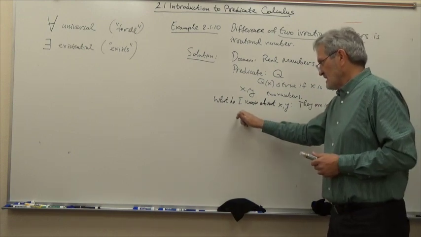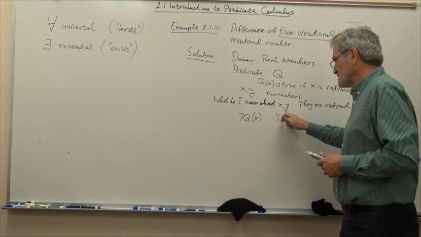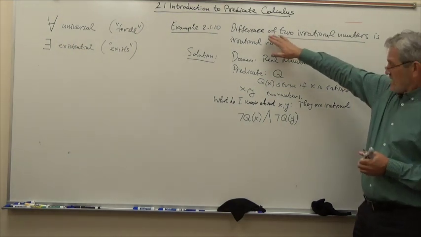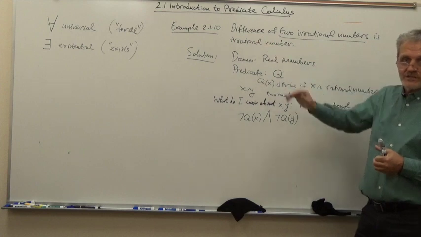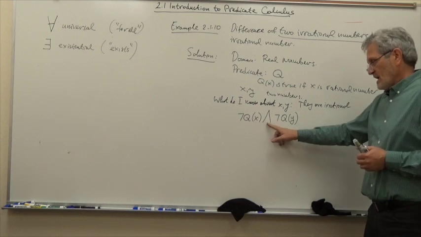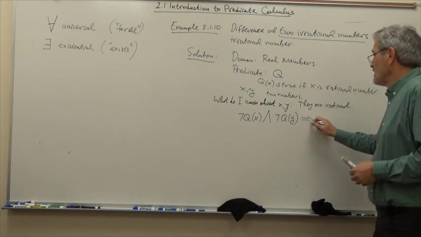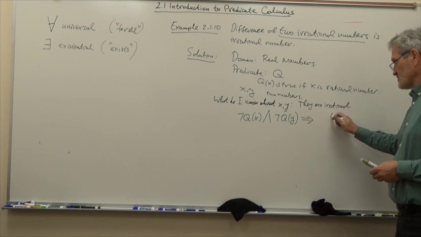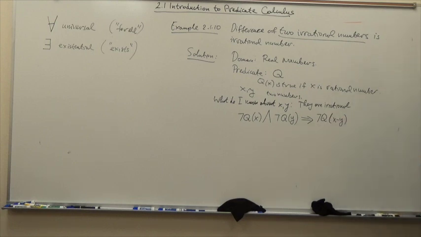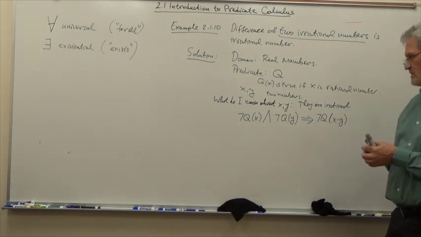So that means that they are not rational, so not q of x. I also know not q of y, and I put a conjunction. I'm not talking about the difference yet, so I'm saying the following. I know about x that it's irrational, and I know that y is irrational. Then their difference will be irrational. So here is their difference, I have minus in the language. It's also irrational. So I take one irrational number and another, and their difference is also irrational.